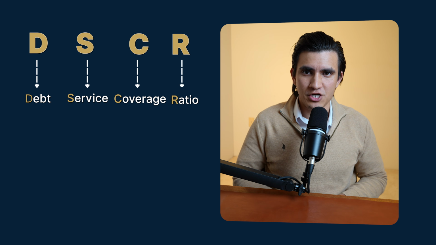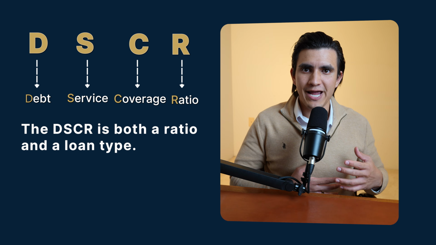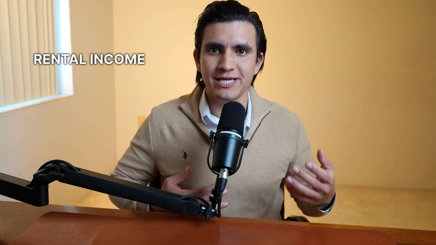The next term we're going to go over is DSCR, Debt Service Coverage Ratio. The DSCR is both a ratio and a loan type. In today's lending world, when someone says DSCR loan, they're usually referring to a long-term rental loan where the qualification is based on rental income, not your personal income. These are typically 30-year terms, fixed rates, or sometimes adjustable, and the one qualifier is they come with a prepayment penalty, typically around 3 years. And we'll get into exactly what that means a little bit later on. The key qualifier is whether the property's rent covers the debt payments.